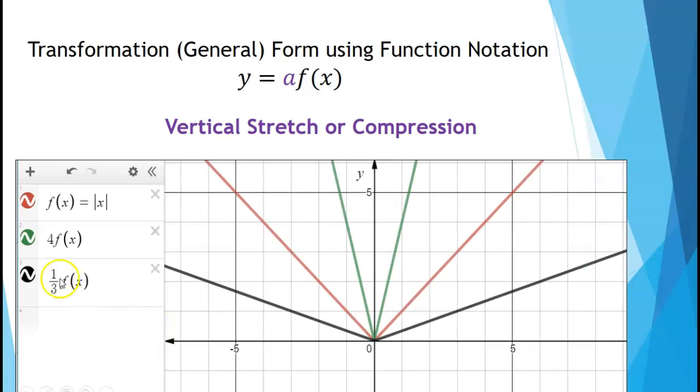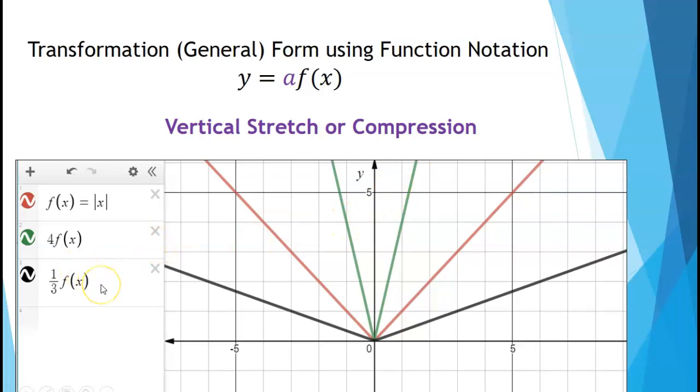Okay, so again, the red graph is my parent function. I'm going to take that whole thing and multiply it by 4, and that's the green graph. And you can see it's increasing. The slope is bigger, and it's increasing at a higher rate. As a matter of fact, it's increasing 4 times more than the parent function.